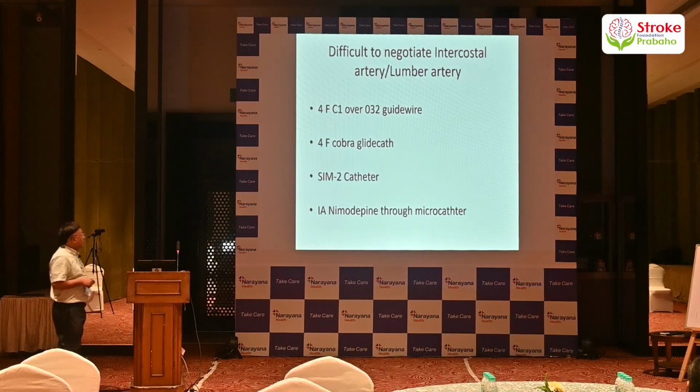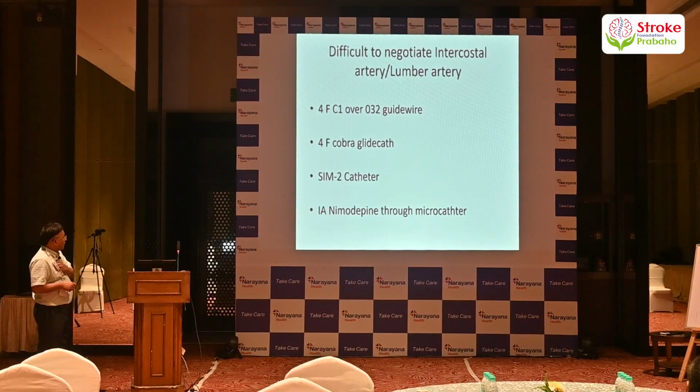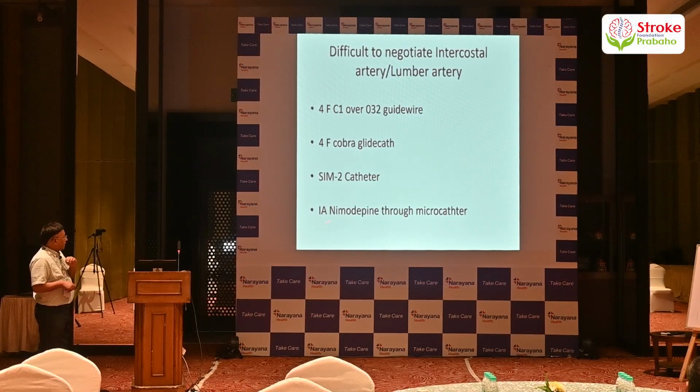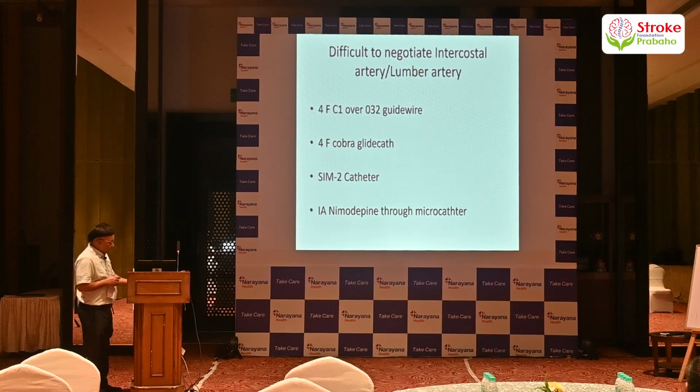You can take a 4 French C1 Cobra over a 0.32 wire, or a 4 French Cobra Glidecath. The SIM2 catheter is difficult to engage, but once it engages, it is very stable. Cobra engages easily, but it is difficult to keep stabilized; whenever you place the microcatheter, it will jump out. And as I told, sometimes vessels are so narrowed that you have to give intra-arterial nimodipine through the microcatheter to go to the fistula.